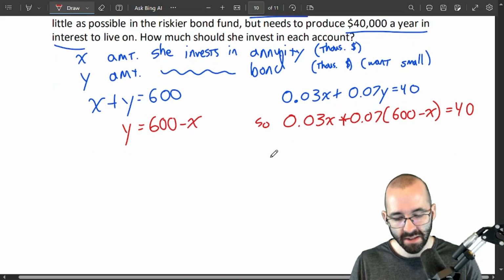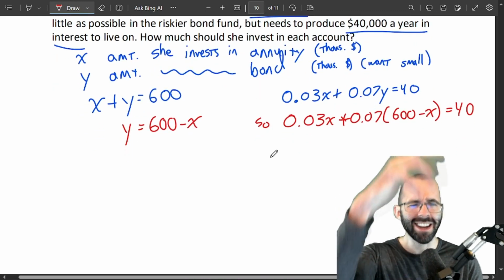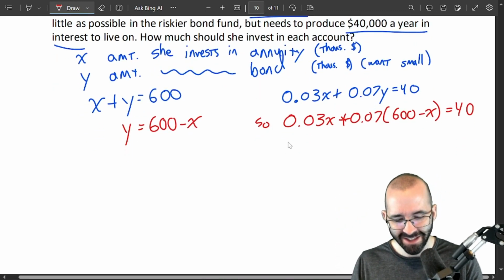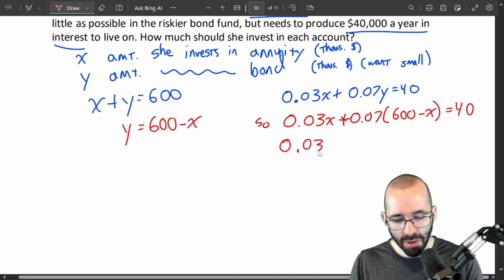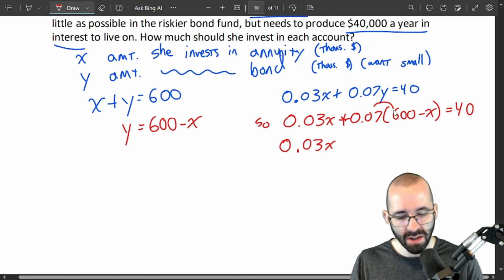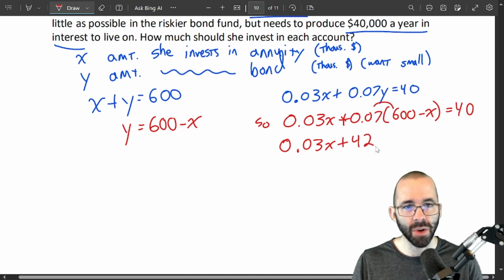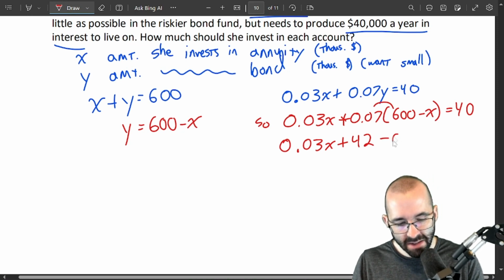Let's simplify. I'm always working on the right side of my paper for some reason. I have right-sided biases. 0.03x, if we distribute, what's 0.07 times 600? I think it's 420. Nope, I think it's 42. Pretty sure it's 42. And then minus 0.07 times x has to equal 40.